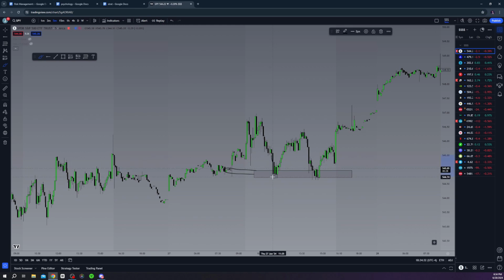You see there's not a lot of selling pressure. Buyers are starting to pick up. Boom, break of structure. Uptrend. Simple. It is that simple.